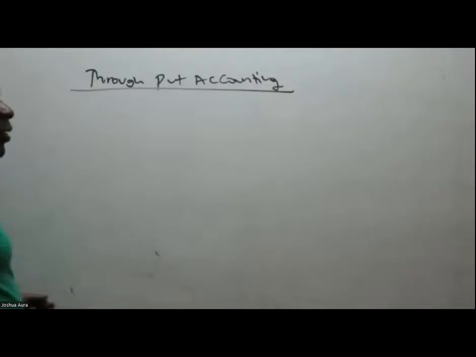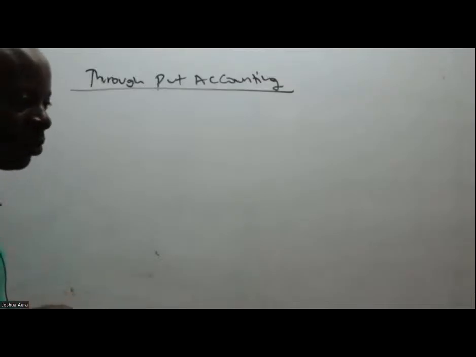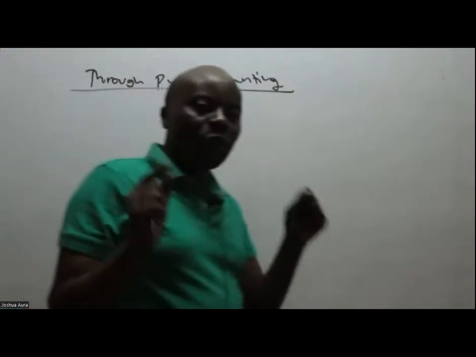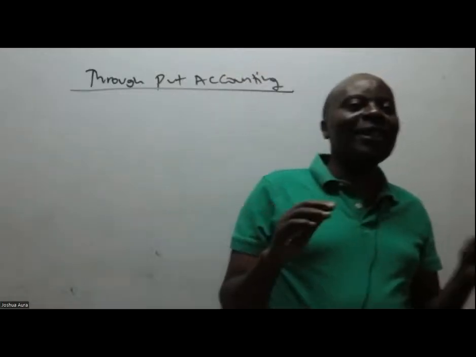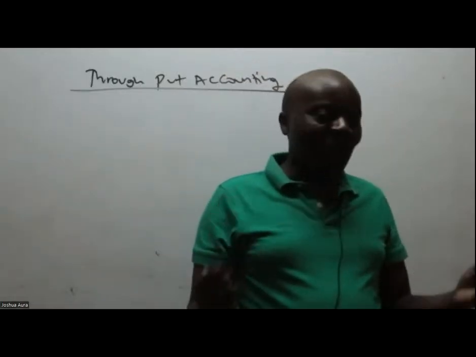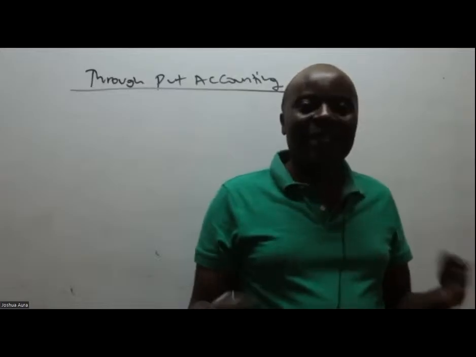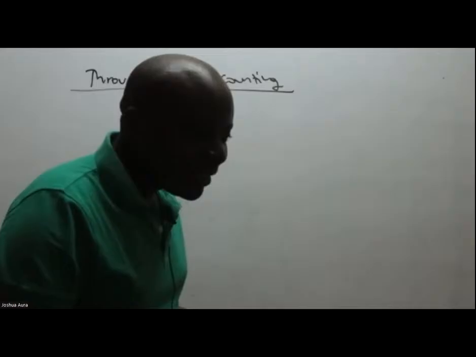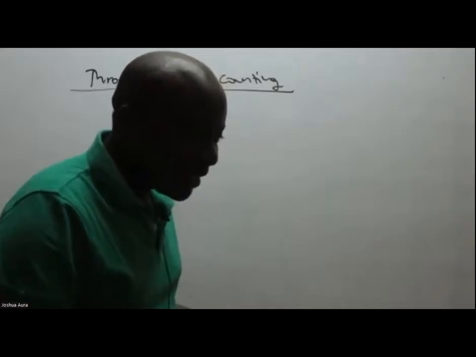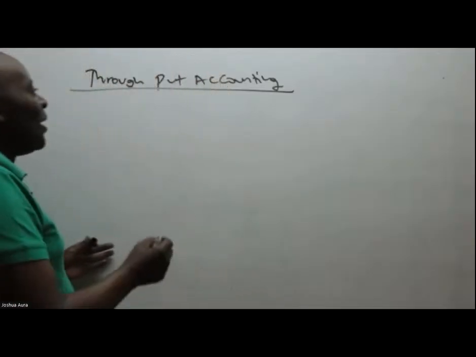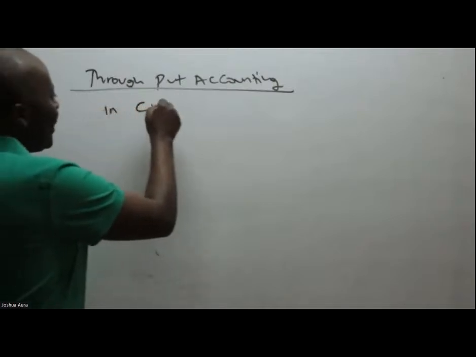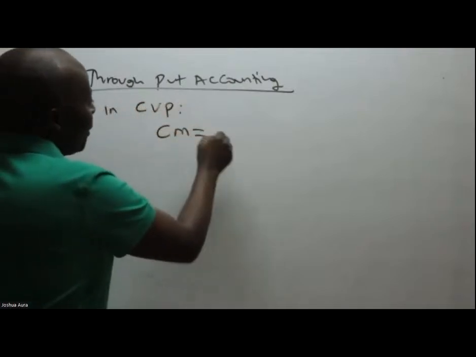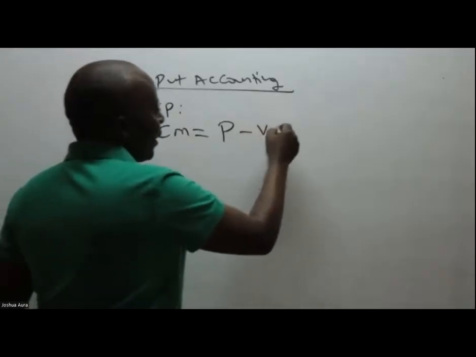So throughput accounting, ladies and gentlemen, under throughput accounting, what are we required to know? Throughput accounting is very similar to what we learn in CVP analysis. Very similar. Remember, in CVP, we normally say that contribution margin is price minus variable cost.